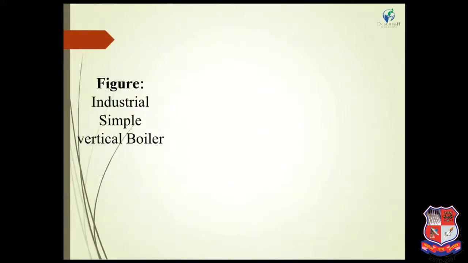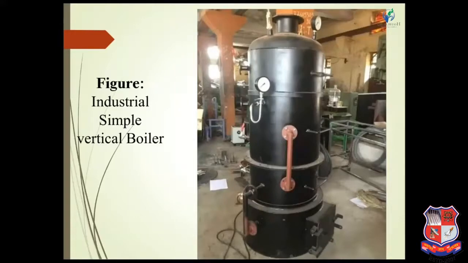crown plate. Here we see a real, live simple vertical boiler which is used in industry. This is a simple vertical boiler. This is a pressure gauge, a secondary pressure gauge. This is a water level indicator. This is the main fire hole. This drum is a cylindrical drum where the steam is collected. This part is the boiler shell.